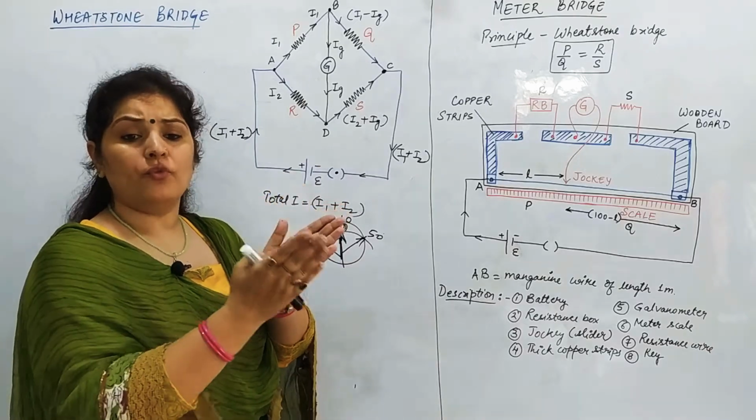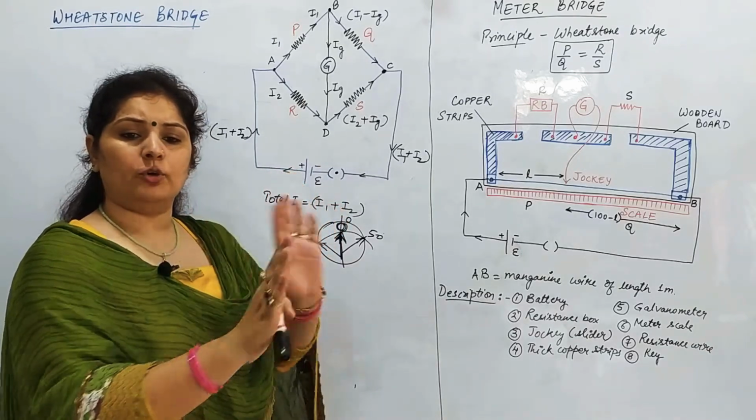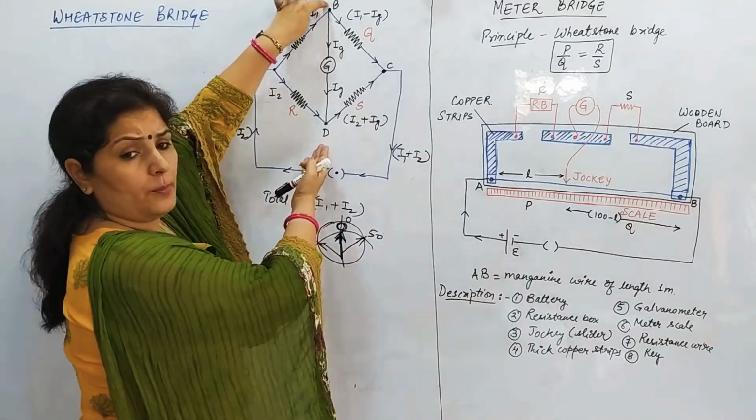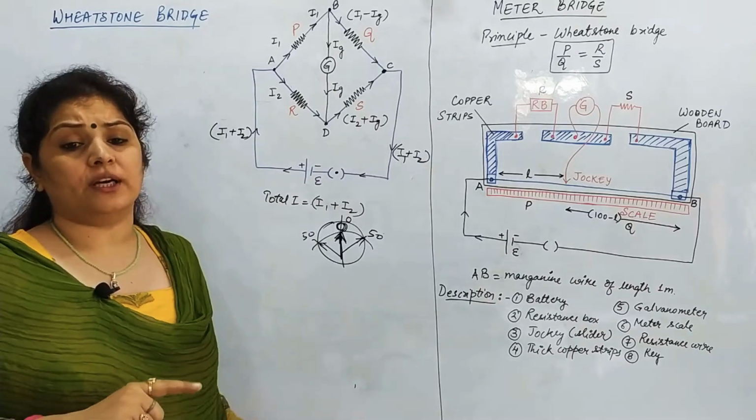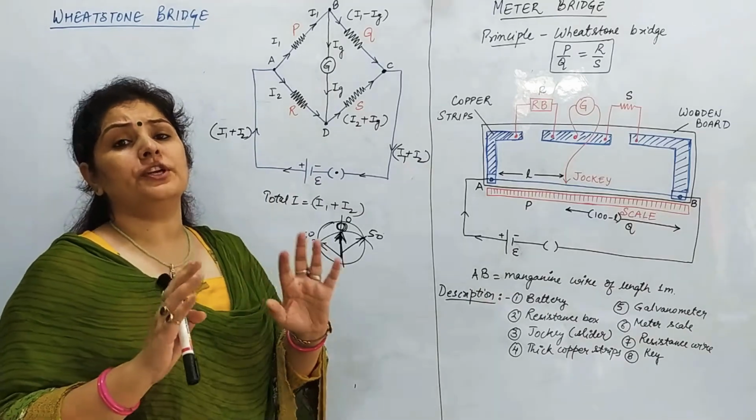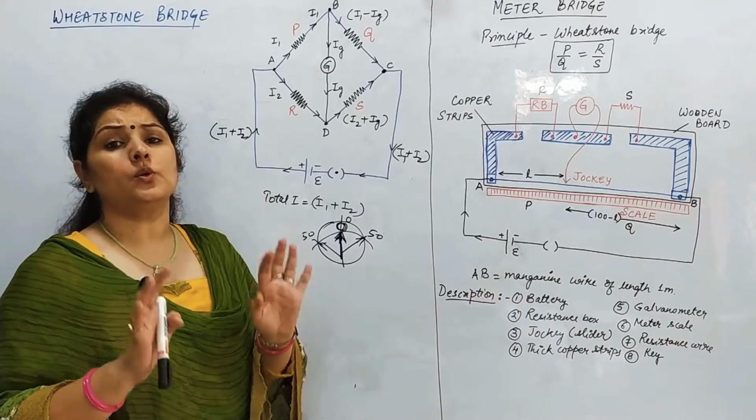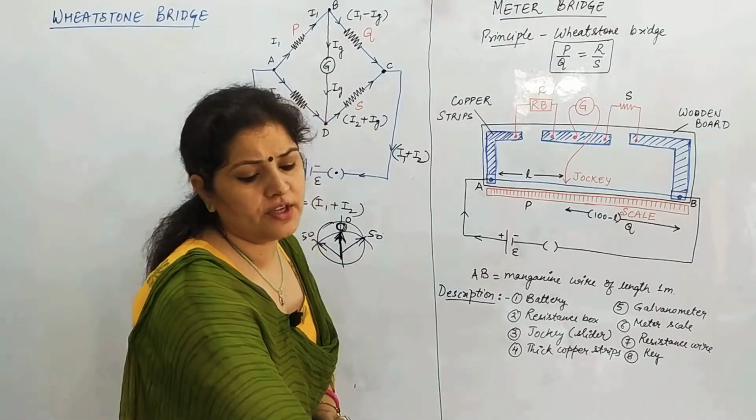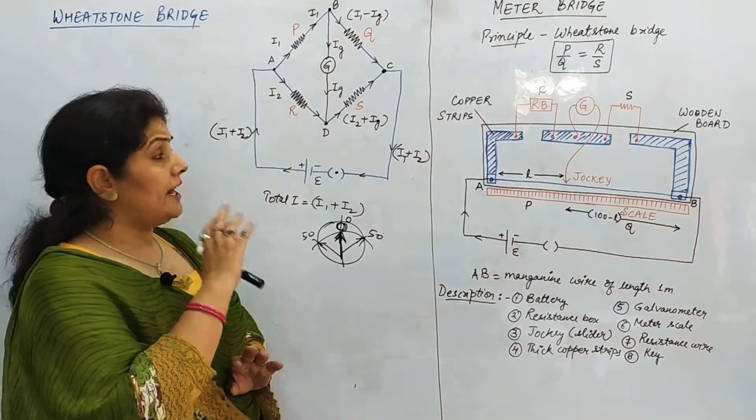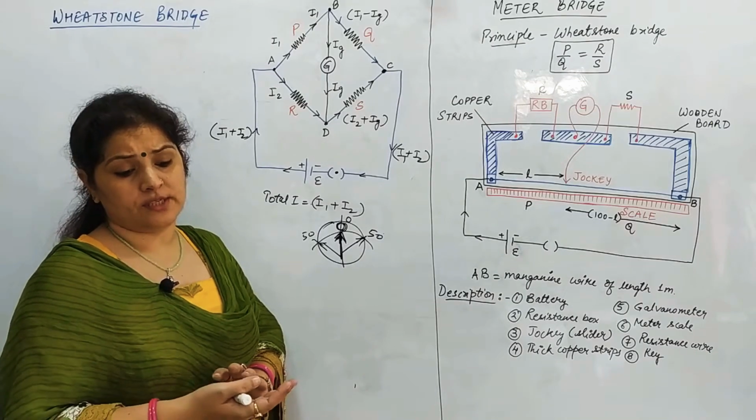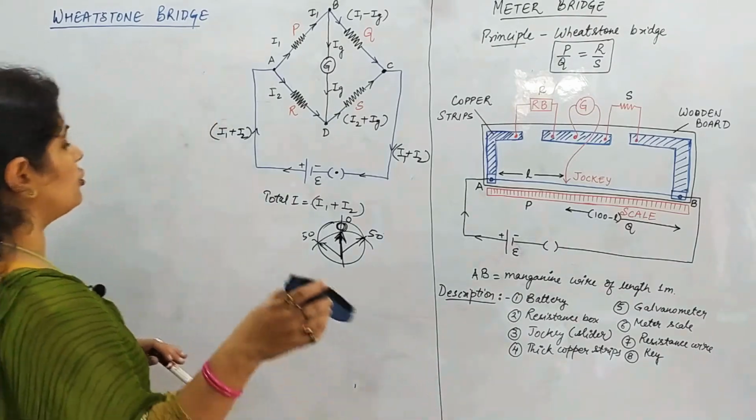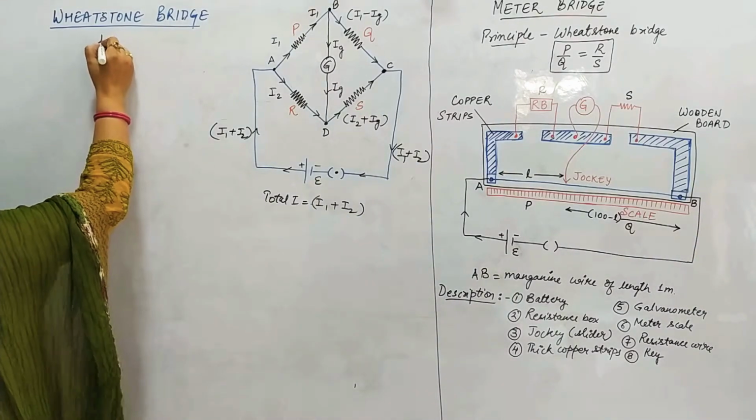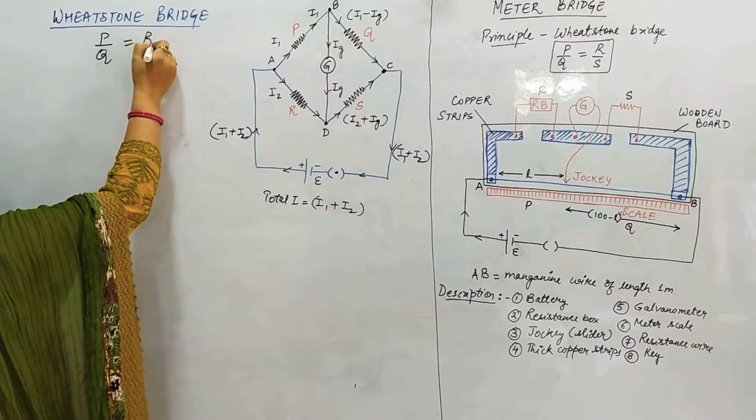Galvanometer का जो needle होता है, moving needle, that comes on 0. It means galvanometer is not showing any current. Not showing any current means point B और point D का potential same हो जाता है when galvanometer current is 0. This condition of Wheatstone bridge is called as balanced Wheatstone bridge condition. Right? So I will tell you the statement. It is an arrangement of the resistances used to determine the unknown resistance with the help of known resistance. The balancing condition of Wheatstone bridge is P upon Q is equals to R upon S.